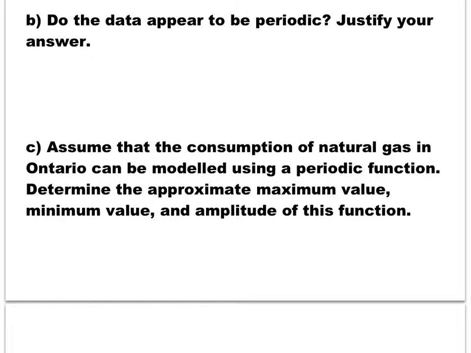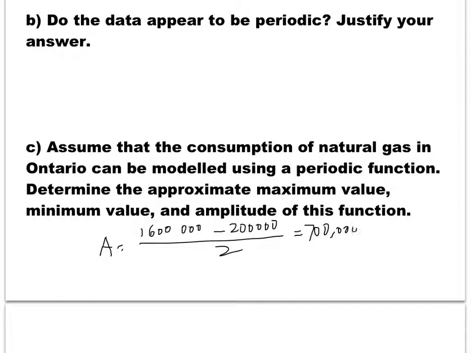So we can say the amplitude, A, is going to be 1.6 billion, because all of them are in thousands, so I'm just going to write 1,600,000 minus 200,000 divided by 2, which is going to give you 700,000. Okay, but again, this is in thousands, so it's going to be 700 million, right?